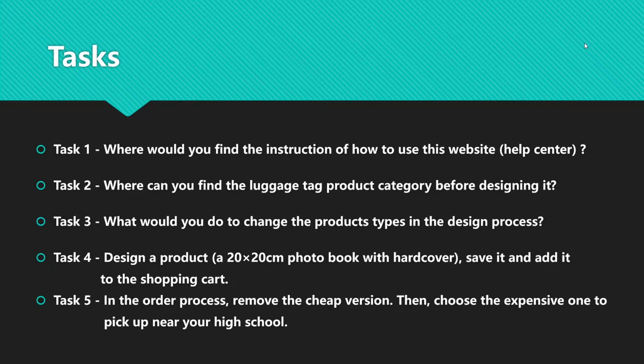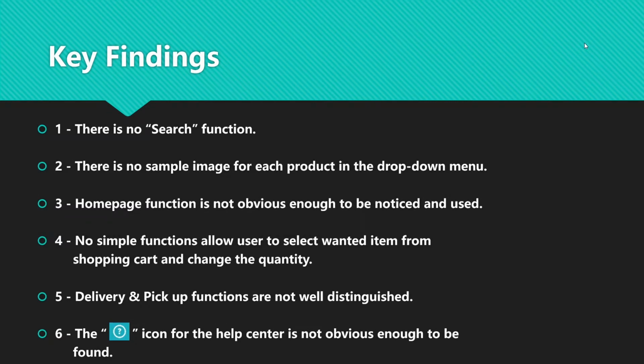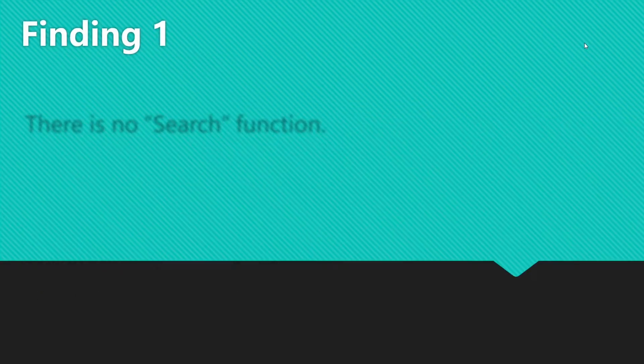Then, to test a return function, we asked them to change the product type in the design process. And task 4 asked participants to design a product and save it in order to test the design and save function. Then, to test the checkout function, task 5 asked participants to remove the cheaper product and choose to pick up near high school. Through this task, we came up with 6 key findings. We will introduce them with our recommendations in detail.